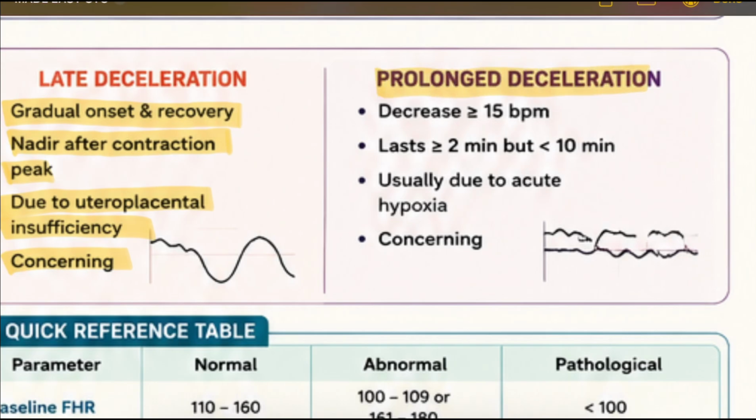Next we can see that is prolonged deceleration, where the heart rate decreases greater than 15 beats per minute and lasts greater than or equal to 2 minutes but less than 10 minutes. It's usually due to acute hypoxia and concerning. Okay, so these are the main important things.